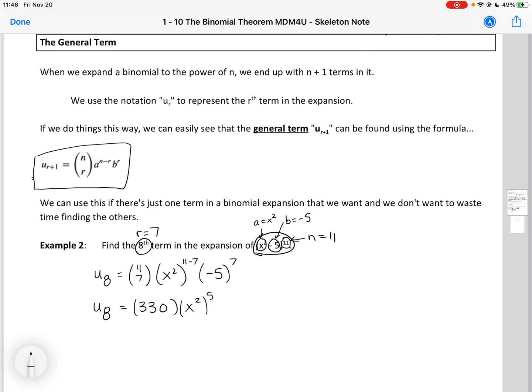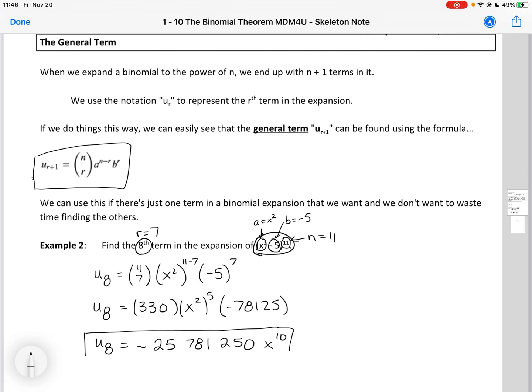x squared to the 5, and then I would have minus 78,125. The last thing I'm going to do is put it all together. So I would have minus 25,781,250 x to the 10. So if I was looking for that 10th term, this is much faster, just picking one term in the expansion as opposed to doing them all.